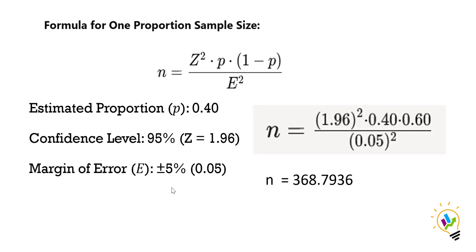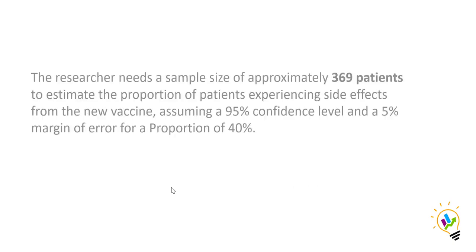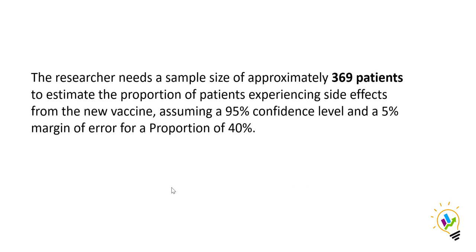368.7936, which is approximately 369. So we can conclude that the researcher needs a sample size of approximately 369 patients to estimate the proportion of patients experiencing side effects from the new vaccine, assuming 95% confidence level, 5% margin of error, and proportion of 40%.